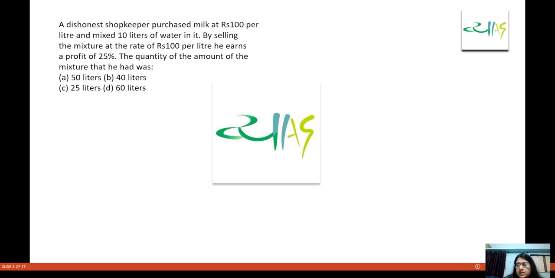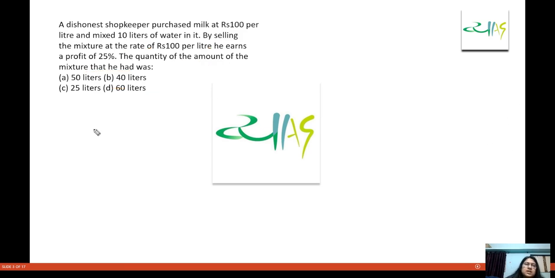A dishonest shopkeeper purchased milk at rupees 100 per liter and mixed 10 liters of water in it. By selling the mixture at the rate of rupees 100 per liter, he earns a profit of 25%. The quantity of the mixture he had was?